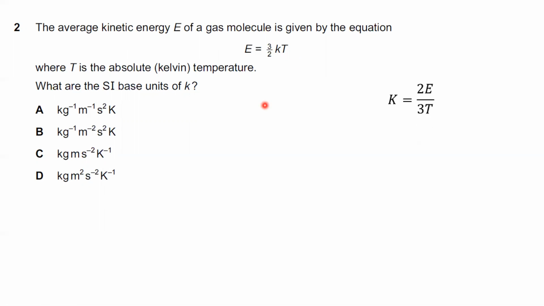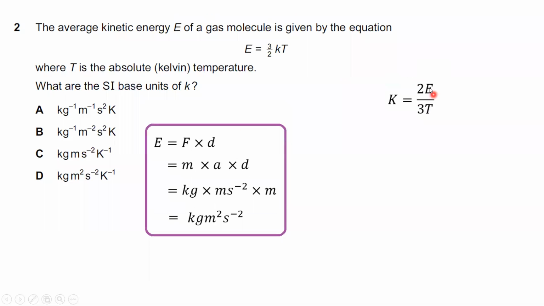What I have done is I've taken this 2 to the other side, so it became the numerator, and 3 to the denominator, so k is 2E over 3 divided by T. So I got k as the subject. Now I have to substitute the SI base units of each value. Neglect the scalar quantities because they do not do anything while determining the SI base units.